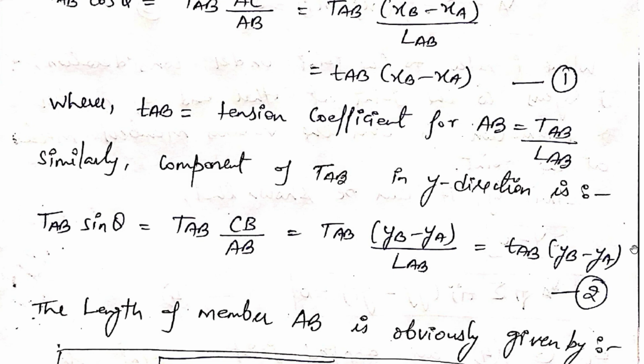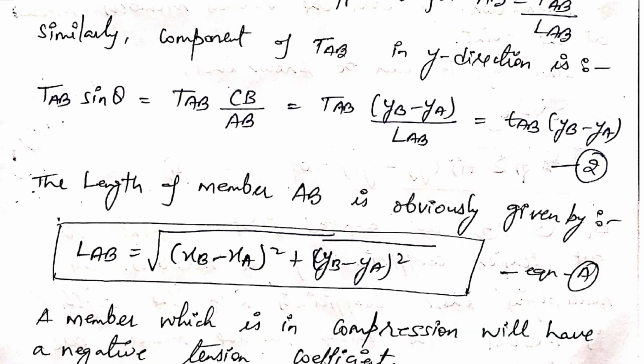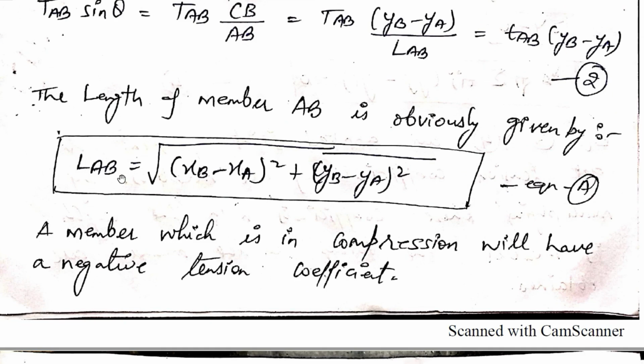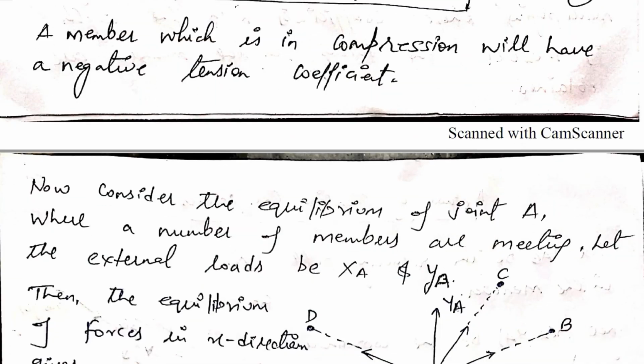So the Y component is tAB times (yB minus yA). The length of the member will be calculated as per Pythagoras theorem: LAB is equal to the square root of (xB minus xA) whole squared plus (yB minus yA) whole squared. If our member is in compression, then it will have a negative tension coefficient.